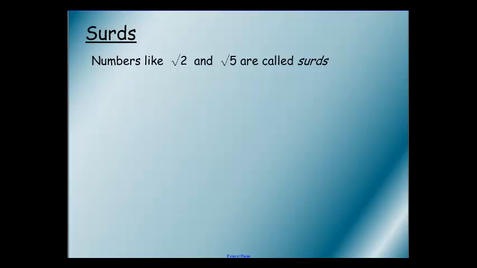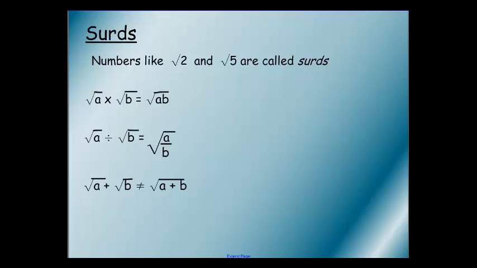So numbers like the square root of 2 and the square root of 5 are called surds. These are numbers which cannot be written exactly as a decimal, but go on forever without ever repeating. Now we have some very important rules for surds. These are as follows: if we multiply two surds, their answer is just the square root of the two numbers multiplied together. So for example, the square root of 2 times the square root of 3, that's just going to be the square root of 2 times 3, or the square root of 6.